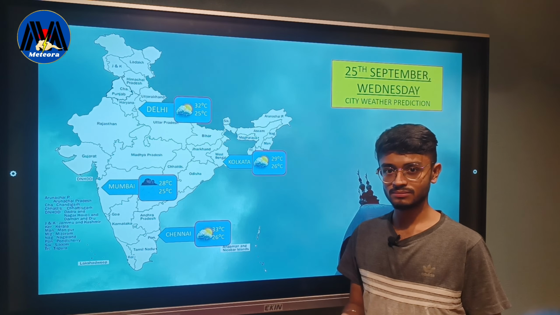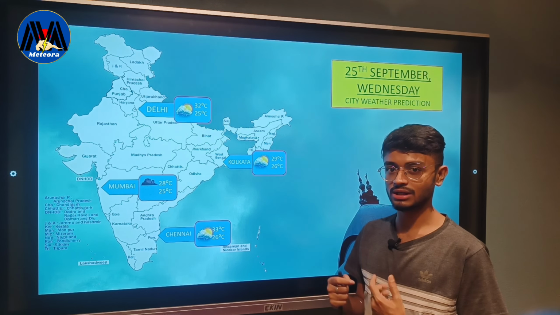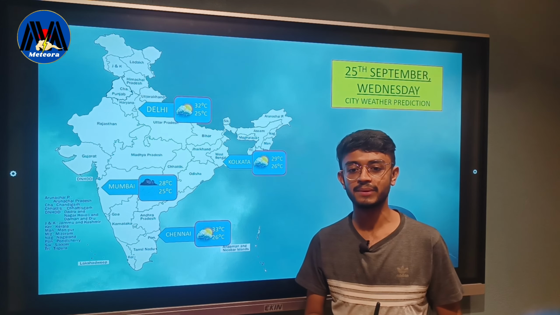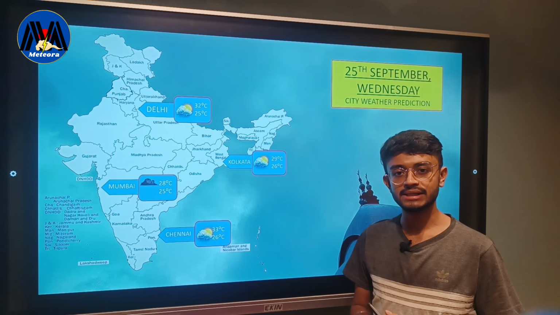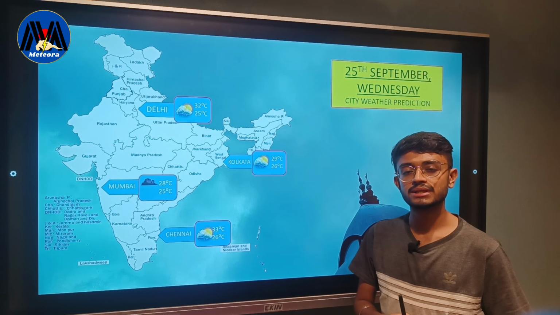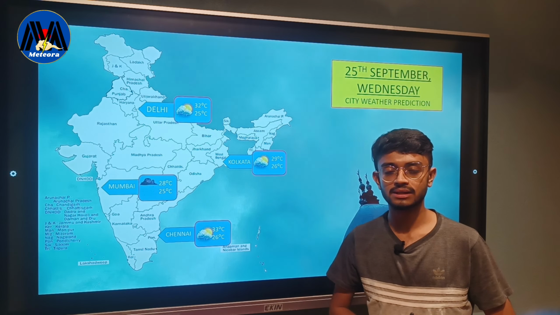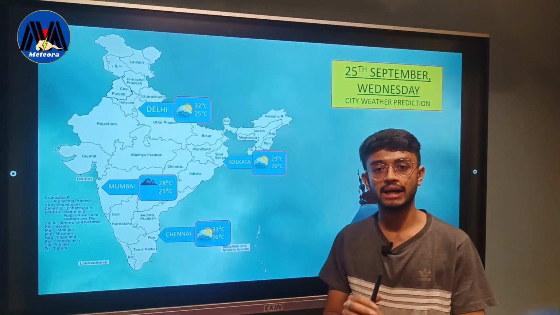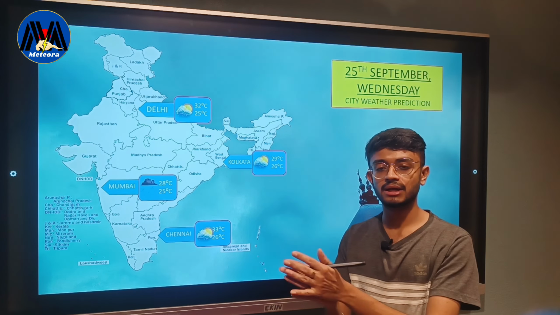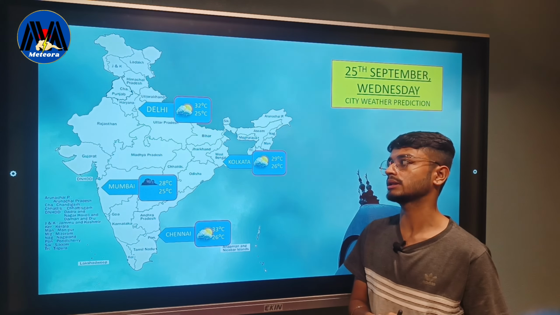So Bengali people, your city has arrived, that is Kolkata. For Kolkata, the maximum temperature will be 29 degrees centigrade and the minimum temperature will be 26 degrees centigrade, and partly sunny conditions will be seen, and cloudy conditions with a scattered amount of rainfall will be received by Kolkata.